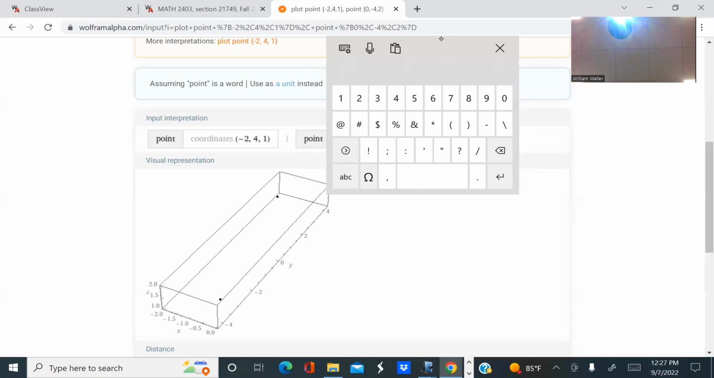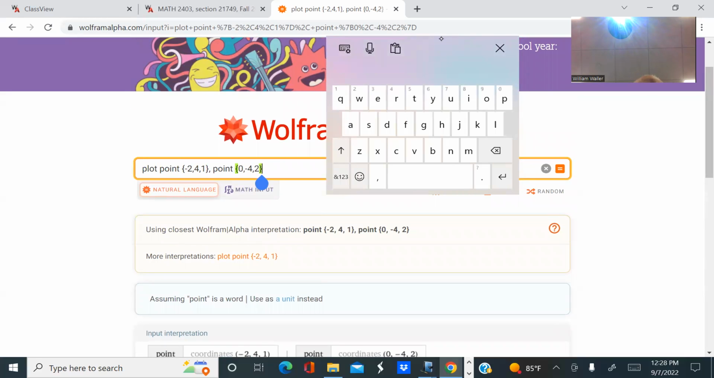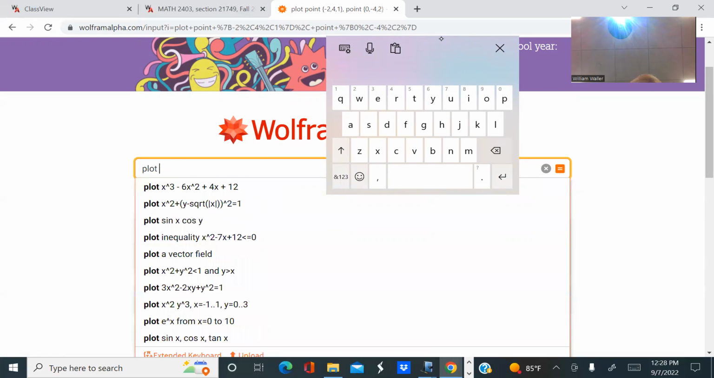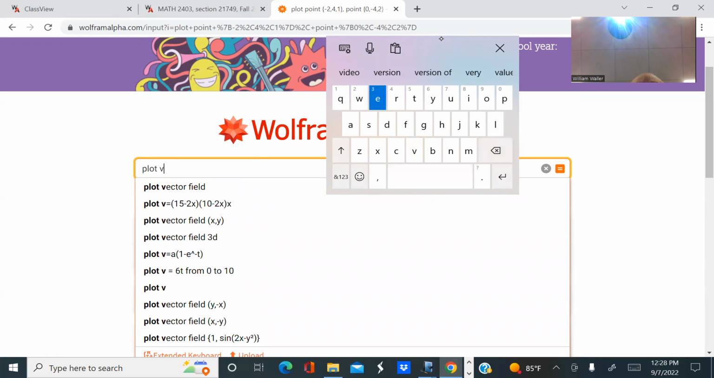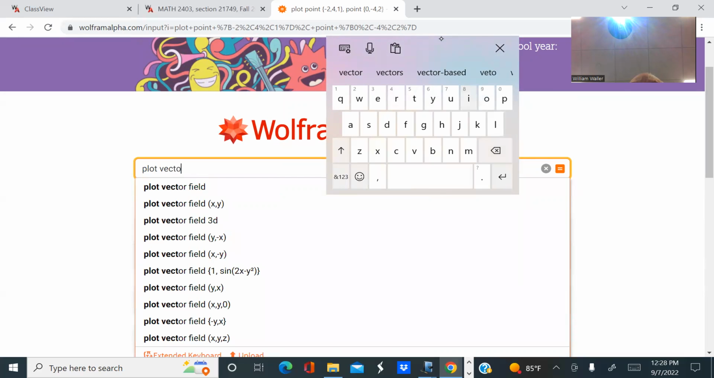Now let's look at the vector in component form, and that's also pretty easy, I think, to plot. Just put plot, except I think it helps, but it may not be necessary, to tell Wolfram Alpha that you're interested in plotting a vector. Okay, so you want to plot a vector, and let's type it in standard form. So what was the standard form for that? Standard form means as a combination of i, j, and k.